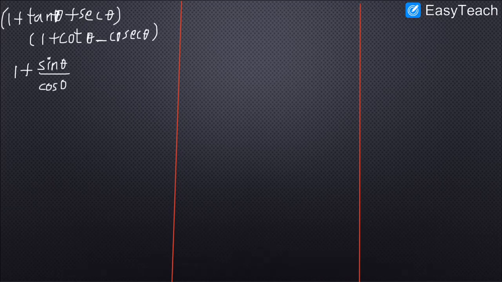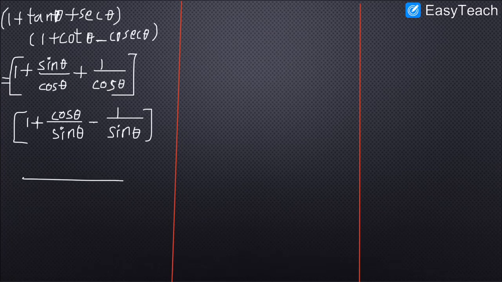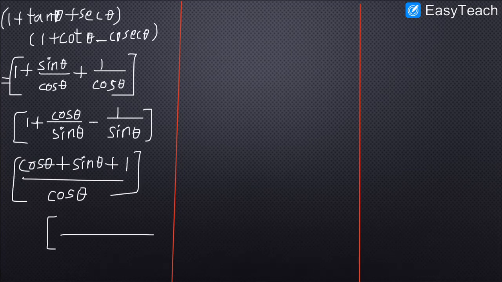For tan theta I am going to substitute sin theta by cos theta. And for secant theta I am going to write 1 by cos theta. The next, 1 plus for cot theta, I am going to write cos theta by sin theta. For cosecant theta, 1 by sin theta. So look at here, here cos theta is the common denominator. So I take cos theta as LCM. So I multiply by cos theta. So plus sin theta plus 1.